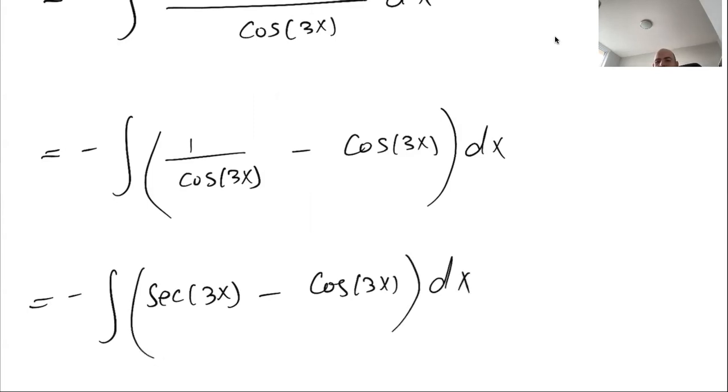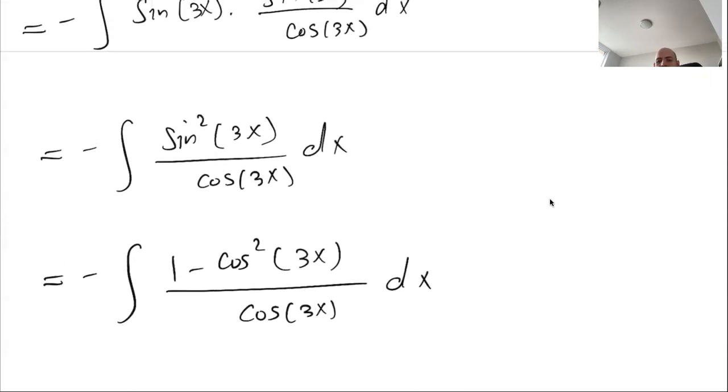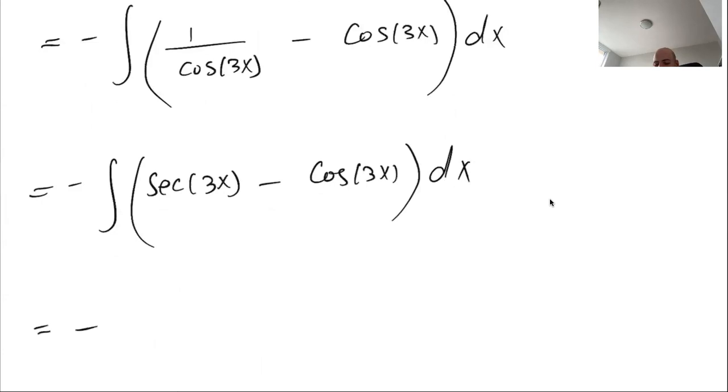Now, what is the antiderivative of secant? The antiderivative of secant is ln of the absolute value of secant plus tan. So minus ln absolute value secant 3x plus tan 3x.